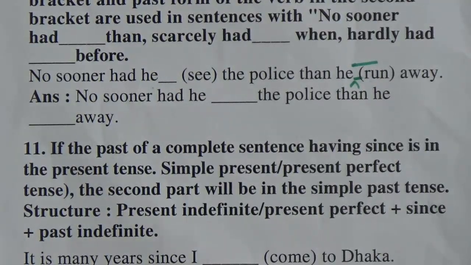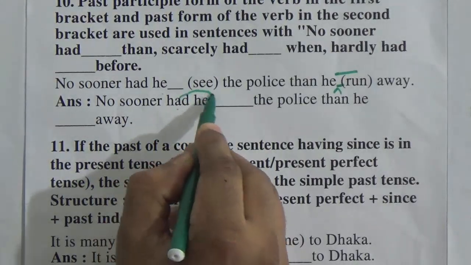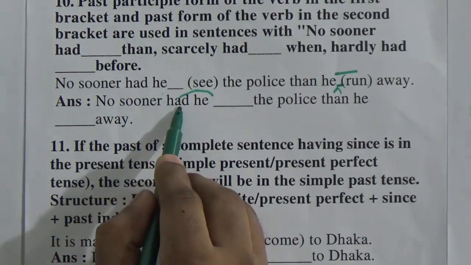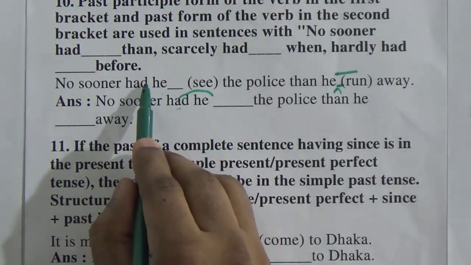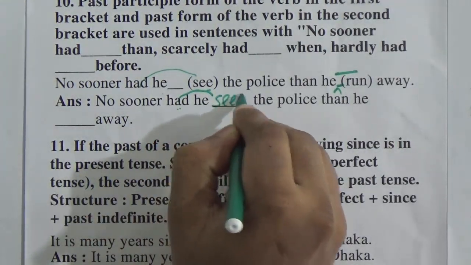And there is another simple rule. Look at no sooner had. So after had, what do we do with the verb? After had, we use the past participle of the verb. So no sooner had, after had, what will happen to the verb? The past participle of the verb.